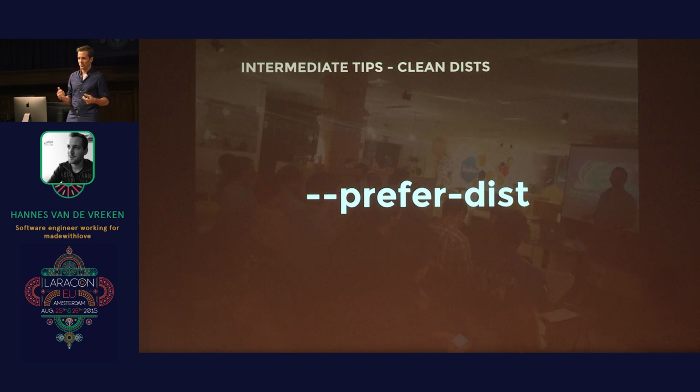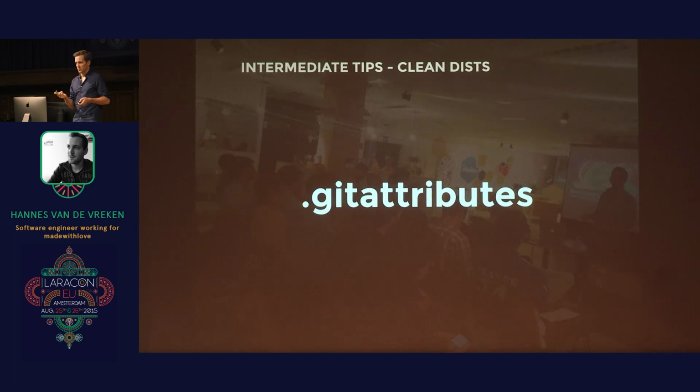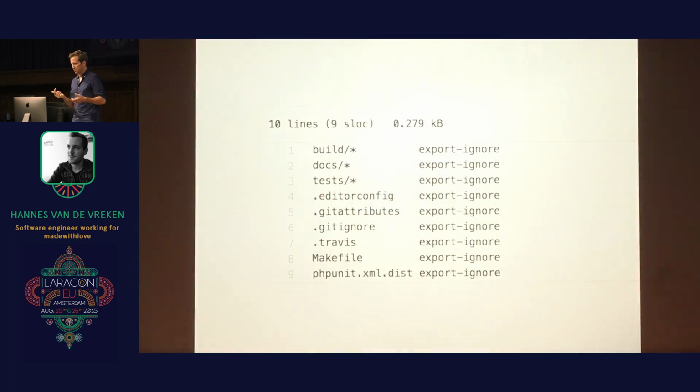If people install your package with preferred dist, what Composer will actually do is go to GitHub's API and download the zip file and unzip it, of course. So you can actually control what is in that zip file using the .gitattributes file. It's used for a lot of stuff, ask Lorna, but you can use it to ignore some files and some folders to be included inside that zip file.